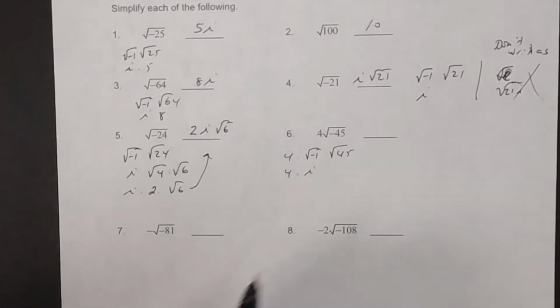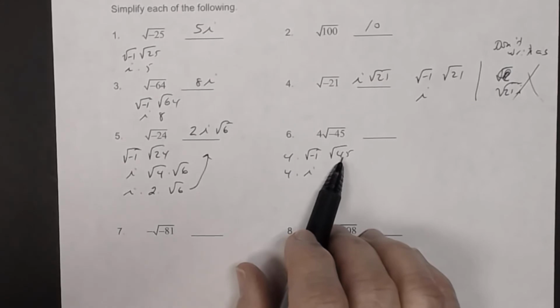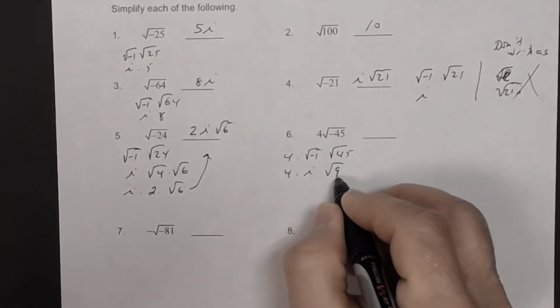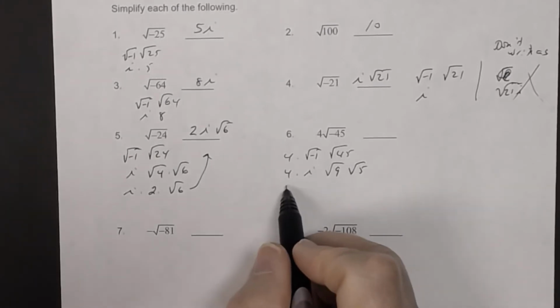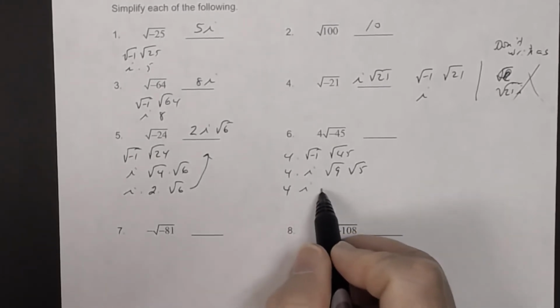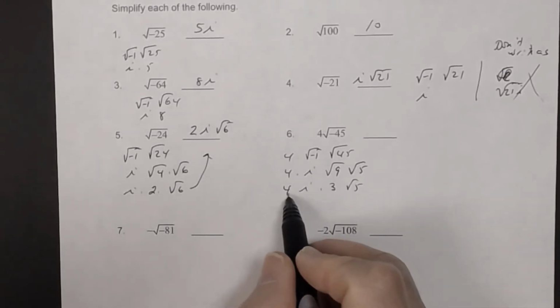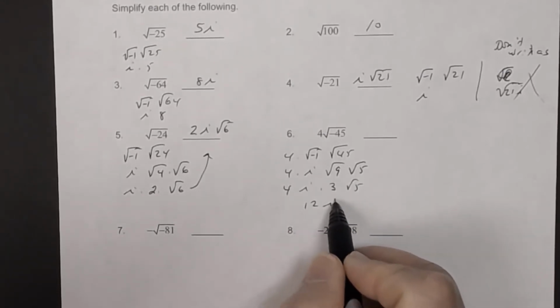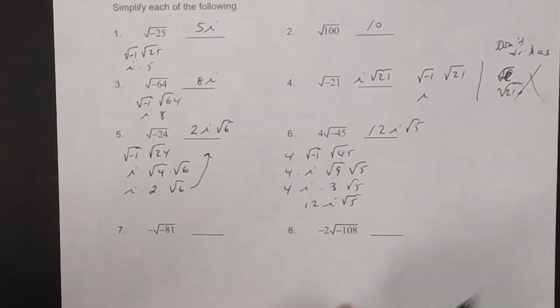Now let's talk about 45. What perfect square goes into 45? Besides 1, let's look at the largest, and so we'd say 9. So it'll be the square root of 9 times the square root of 5, because 9 times 5 is 45. And so this becomes 4 times i times 3, square root of 9 is 3, square root of 5, and then 4 times 3 is 12, so you get 12i square root of 5. That goes here, 12i square root of 5.